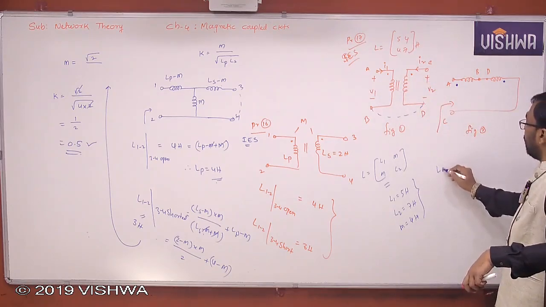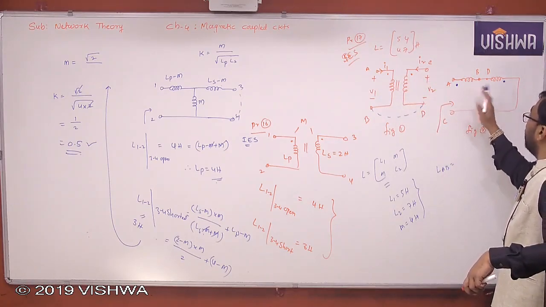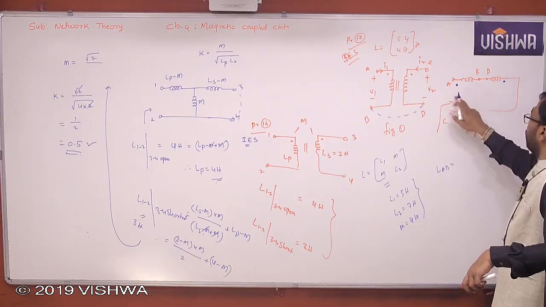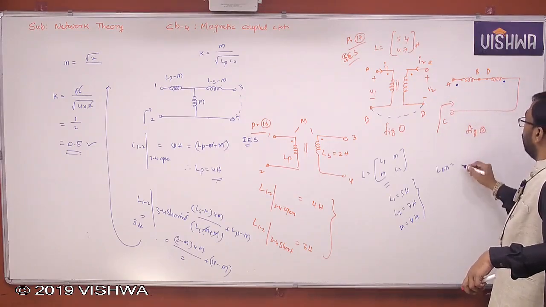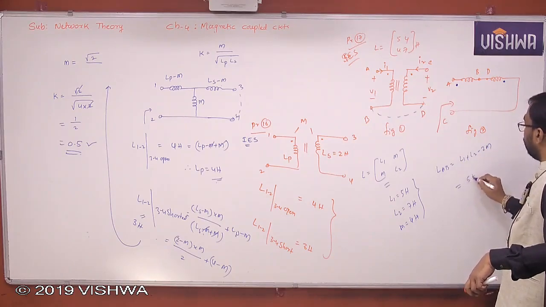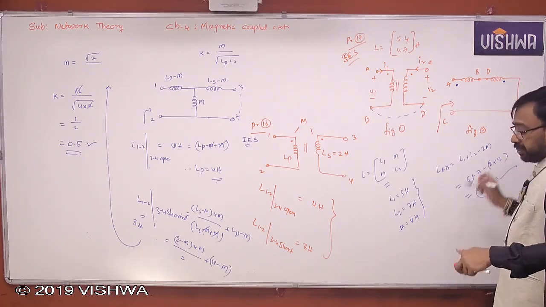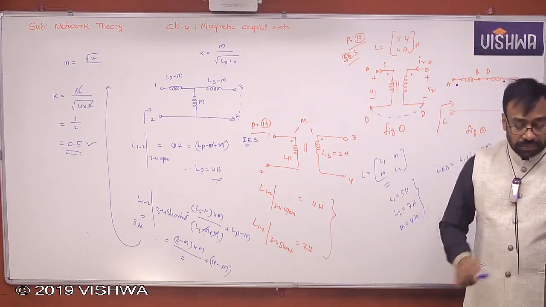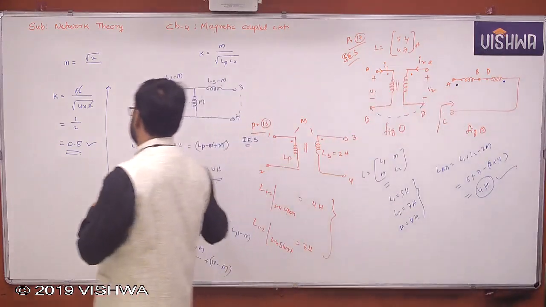And what is L_AB now? These two are flux aiding or flux opposing? Opposing, right? Entering and leaving. Therefore, L1 plus L2 minus 2M. What is L1? 5 plus 7 minus 2 into 4. This is 12 minus 8, nothing but 4 H. Understand? That's the answer.